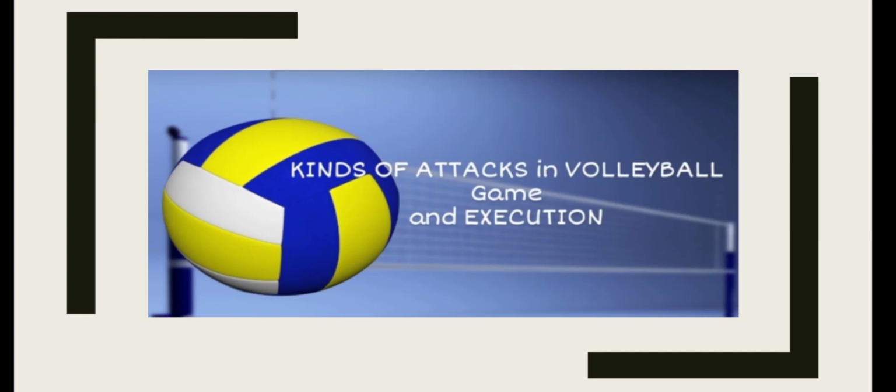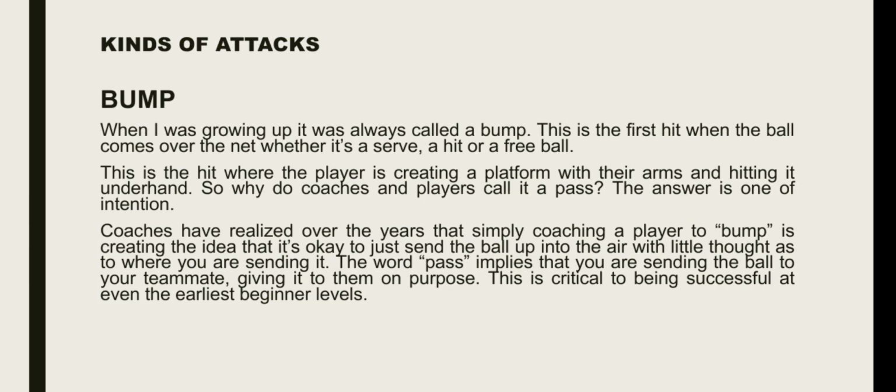So let's talk about the kinds of attacks in volleyball game and execution. First is the bump. When I was growing up, it was always called a bump. This is the first hit when the ball comes over the net, whether it's a serve, a hit, or a free ball. This is the hit where the player is creating a platform with their arms and hitting it underhand.